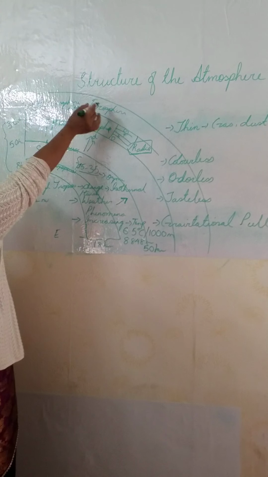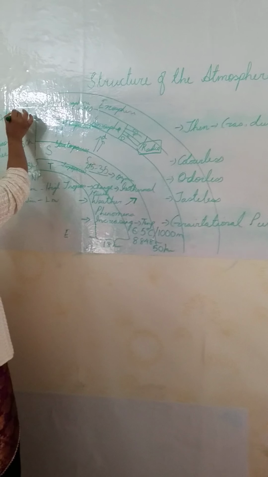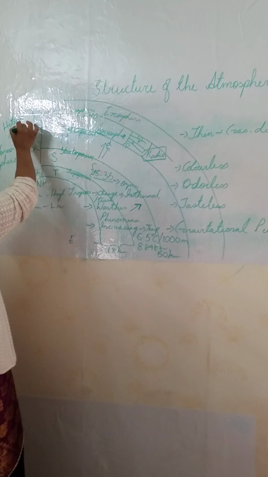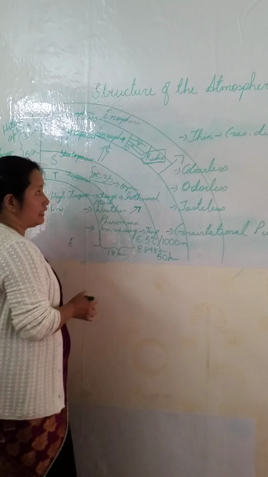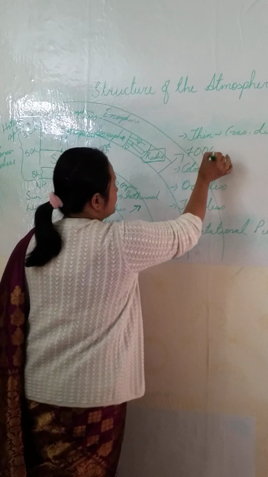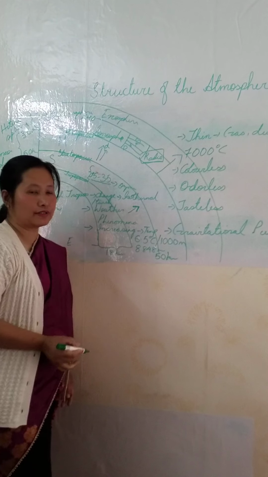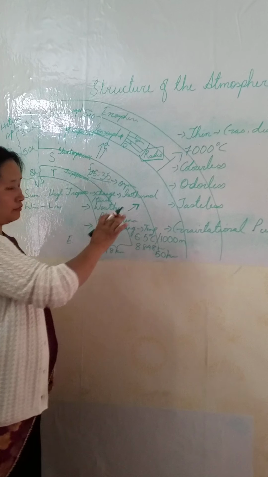Now beyond this is the exosphere, and this layer is known as the heterosphere. In these layers, when we go up, the temperature increases, and can you imagine, it goes up to about 7000 degrees Celsius. So these are the important layers of the atmosphere.